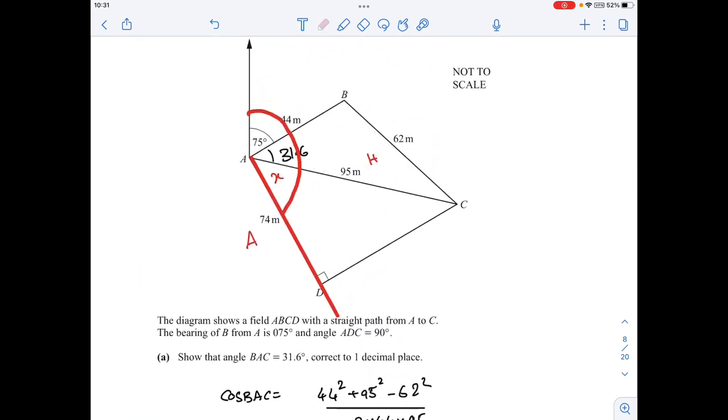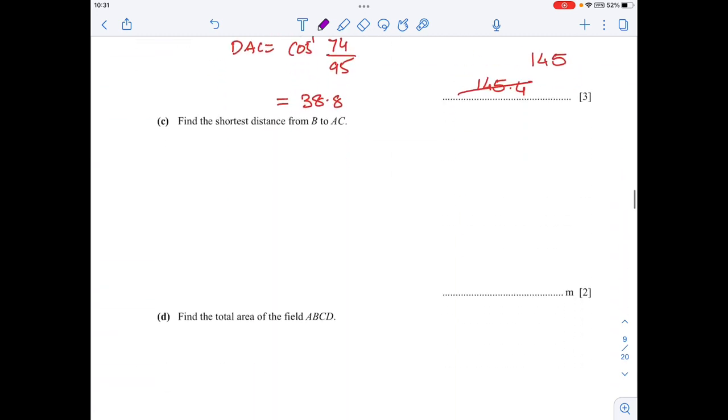What is the shortest distance from B to AC? The shortest distance is being asked. Obviously the perpendicular distance is going to be the shortest distance. We know 31.6, the opposite side is d and the hypotenuse is 44. So I am going to use sine 31.6 equals opposite side d over hypotenuse 44. So from there d equals 44 times sine 31.6, which is 23.1.